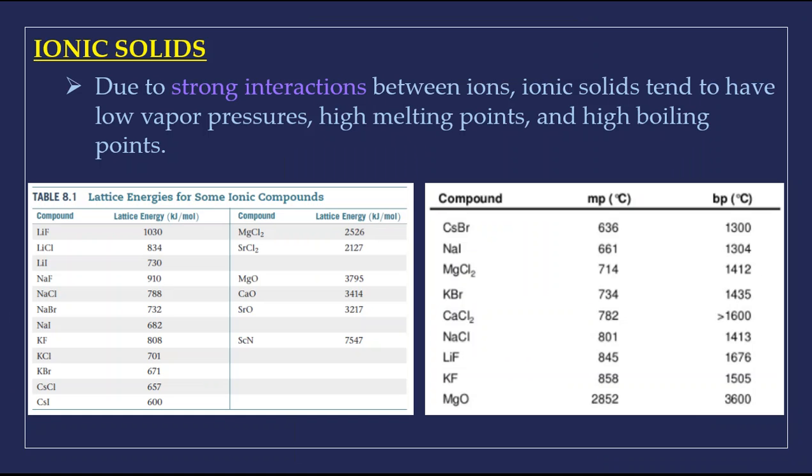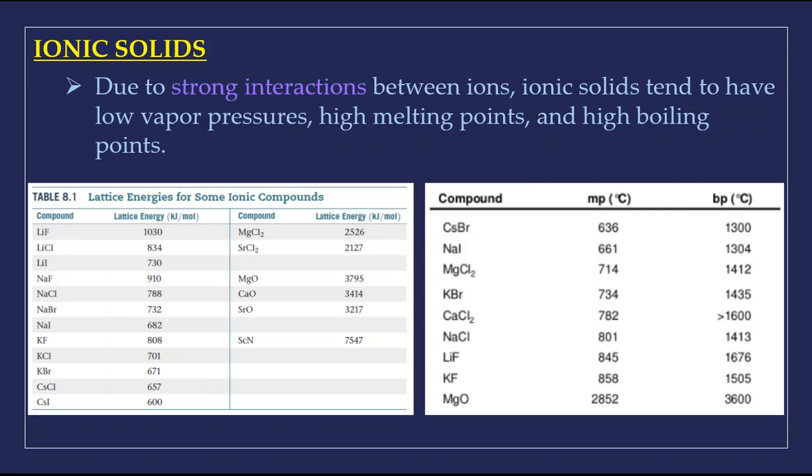One thing to look at about ionic is the strong interactions tend to have lower vapor pressures, higher melting points, and higher boiling points. Kind of what we were just talking about, it applies to the solids as well. Now the data I included on this slide is to help you evaluate the lattice energies. Remember, the lattice energy, if it's a higher value, definitely means a stronger Coulombic attraction. And that should indicate a higher melting and boiling point situation.